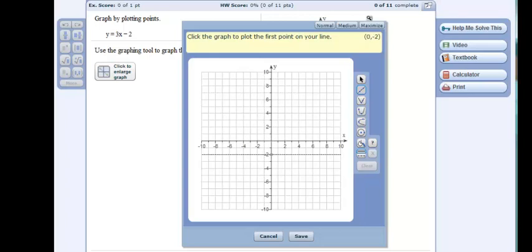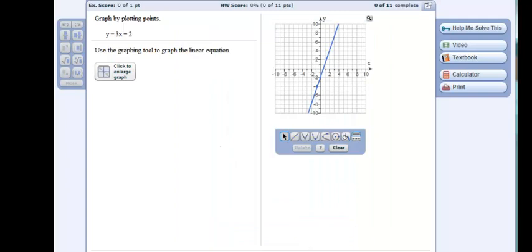So I go down to -2 and plot that point. The next point was 1, 1. So I need to go over 1 and up 1. Notice the blue line, it's showing us what our line will be. And if you look up here in the right hand corner of this box, it tells you what point you're sitting on where it says 1, 1. So that way you know you're on the right spot. And then you click it again. Now your line is yellow, your points are blue. Click save, and let's check our answer. And we got it right.